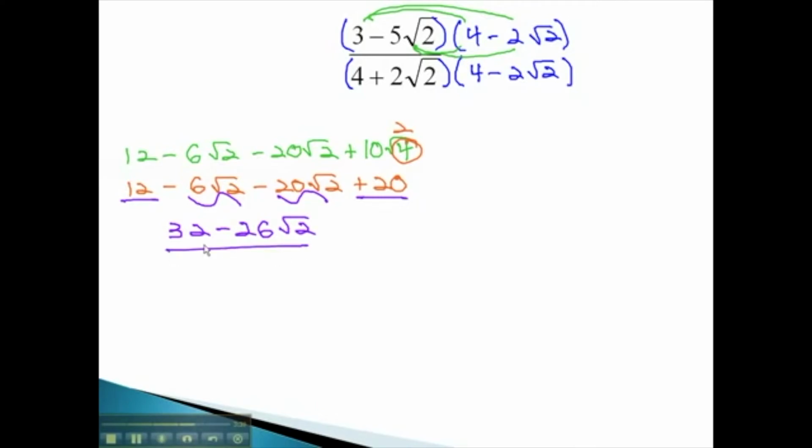And this is going to be over our denominator. Let's take a look at our denominator. Multiplying the conjugate, 4 times 4 is 16. Keeping it separate here, 2 times negative 2 is negative 4. And then when we multiply the square roots, 2 times 2 is also 4, but the square root of this is 2. This means we have 16 minus 4 times 2, or 8. And 16 minus 8 is simply 8.